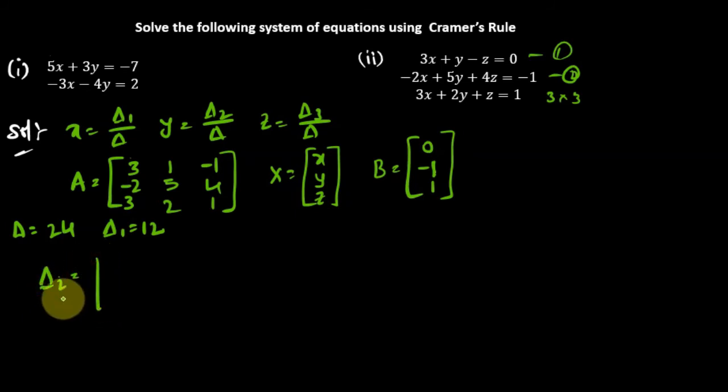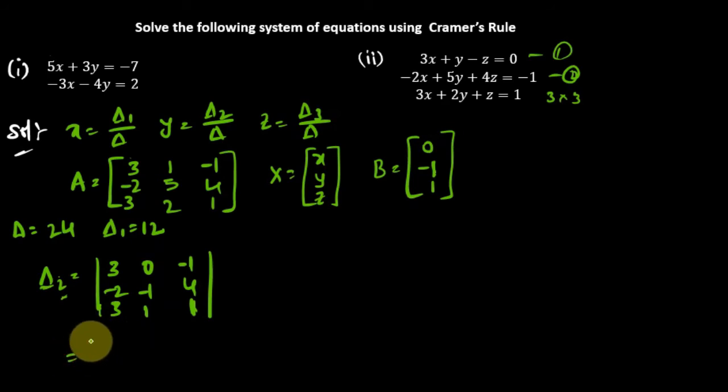Simply now we will replace this second column with this B matrix, and the first and third columns will remain the same, that is 3, minus 2, 3 will be the same, as well as the last third column, which also remains the same: minus 1, 4 and 1. So for delta 2, the second column elements will be replaced by this B matrix, that is 0, minus 1 and 1. So we need to find the determinant of this, that will give us the delta 2 value.